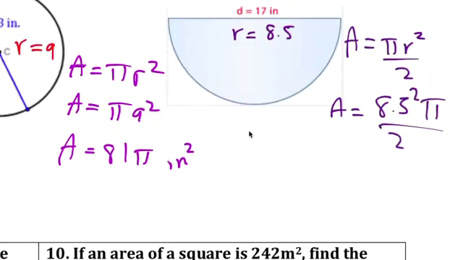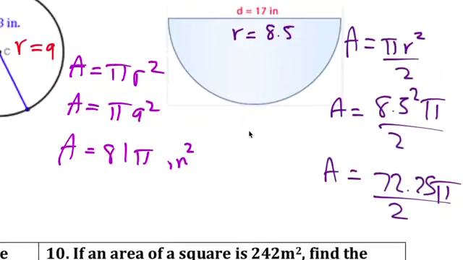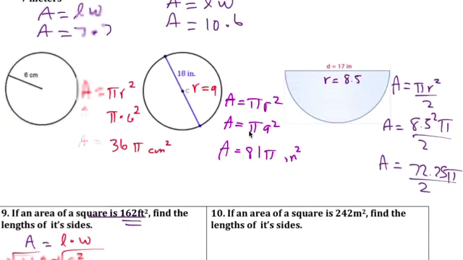So with r equal to 8.5, area equals 72.25 pi divided by 2. We'll just leave it like that. And this is inches squared. If you want to go further, you can.